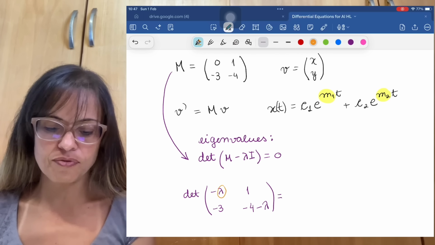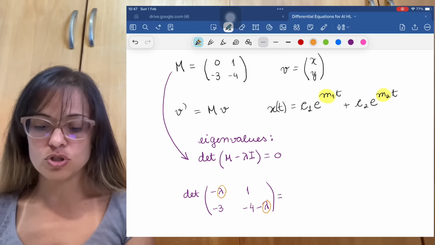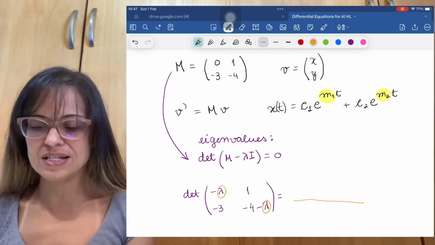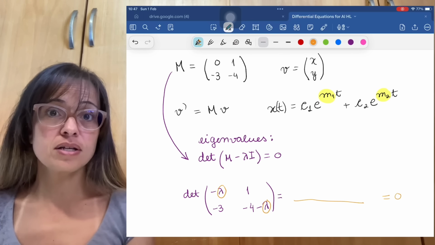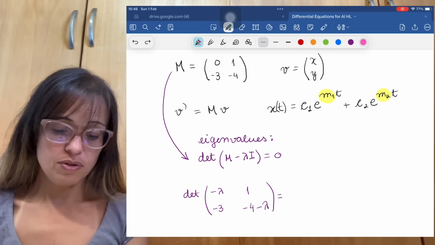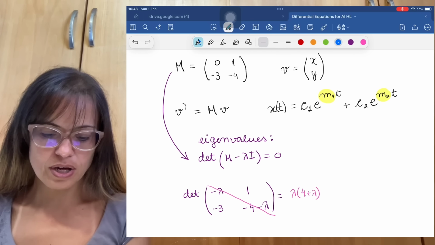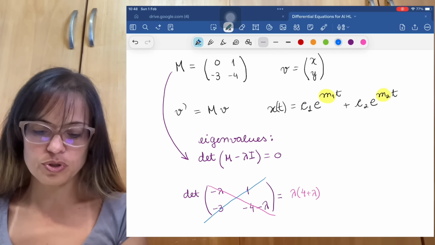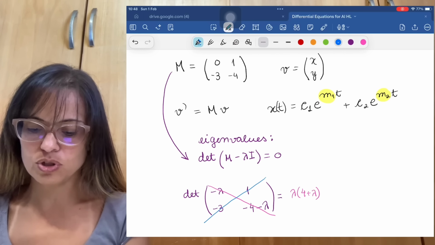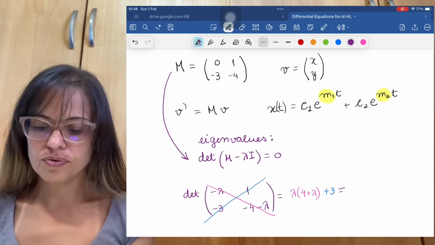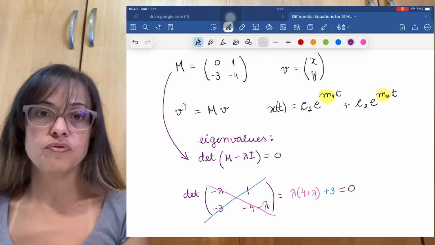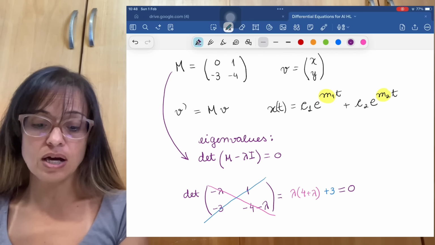In here we have still a variable lambda, so what is going to come out here is an equation. This the calculator doesn't do. But it's not a difficult thing to do. You just take this diagonal and you subtract this diagonal. So this one was minus 3, minus 3 is going to be plus 3. And then you want this to be equal to 0 to find the values of lambda that are the eigenvalues.